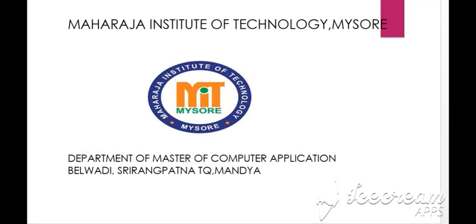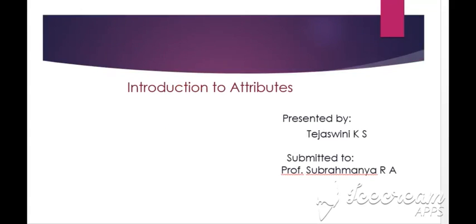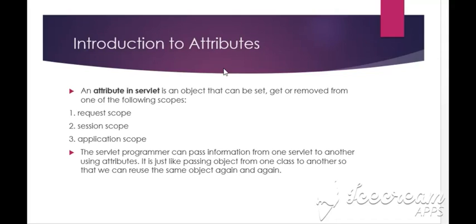In the subject Advanced Java, I am going to explain a topic called Introduction to Attributes. An attribute in Servlet is an object that can be set, get or removed from one of the following scopes: request scope, session scope, application scope. The servlet programmer can pass the information from one servlet to another using attributes.